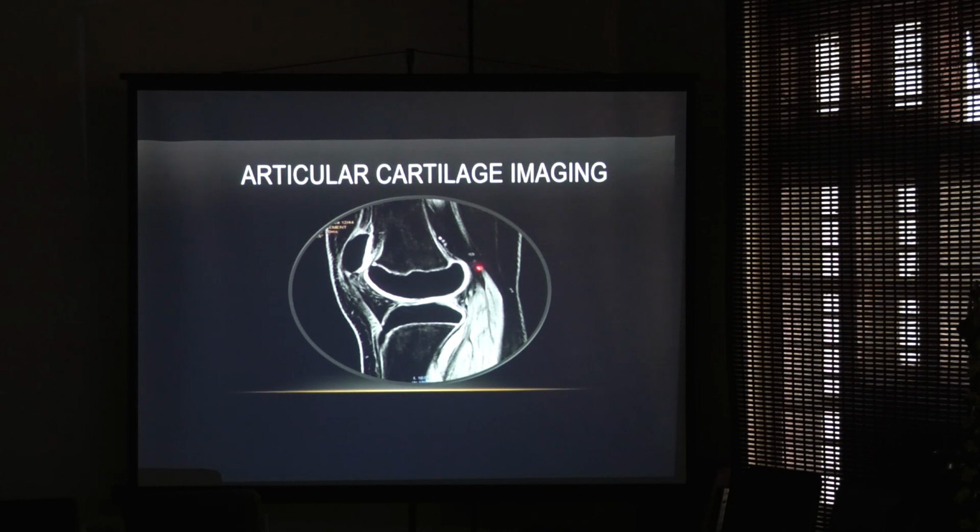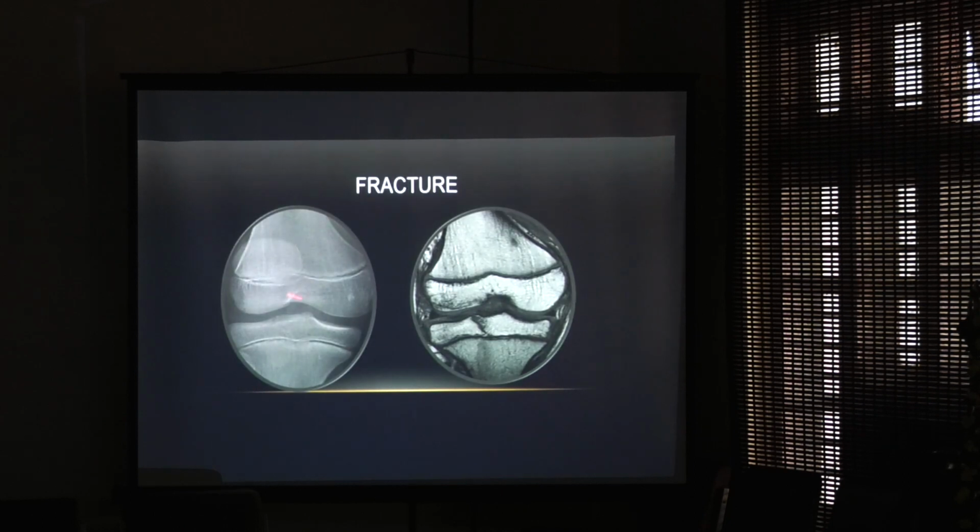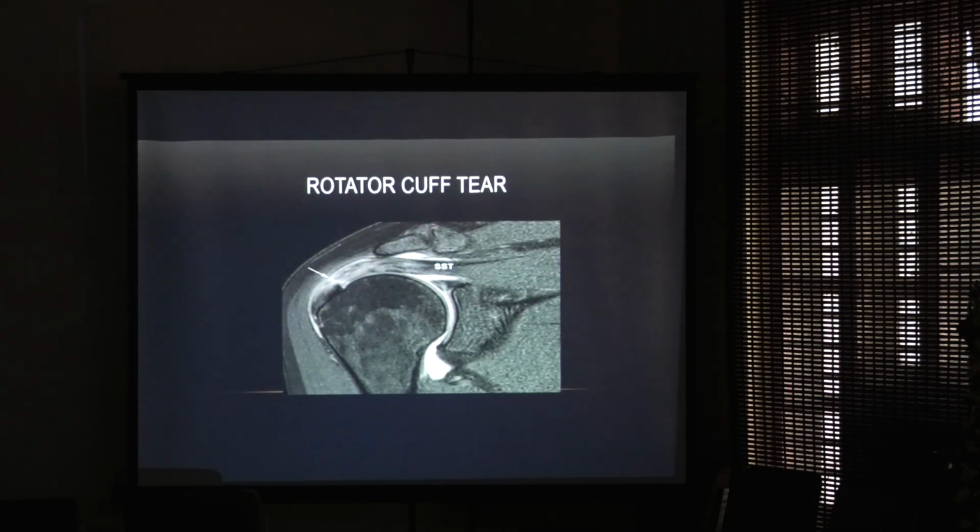The thin white line seen in the epiphyseal plate is nothing but the articular cartilage. It can be very well delineated with the help of articular imaging sequences. Occult fractures, not well appreciated on X-ray, are very well seen on T1 weighted sequence. Shoulder pathologies like rotator cuff tear, tendinopathies, etc. are better seen on MRI.